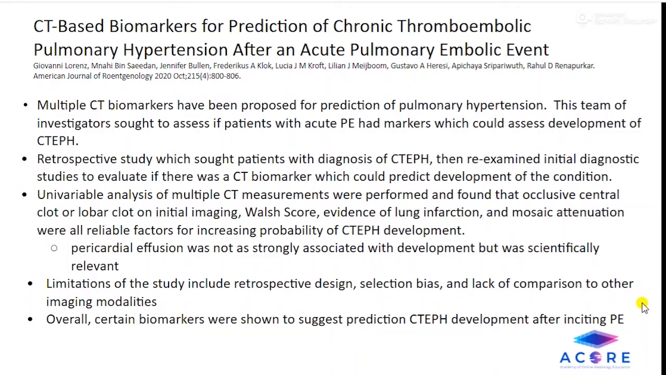As with all studies, the limitations of this study include a retrospective design and possible selection bias due to exclusion of certain patients from the sample. The patients included in this study were from the PE response team that had a submassive or massive pulmonary embolism, which could result in potential bias. Additionally, ventilation perfusion scans or additional functional tests were not evaluated that could have better sensitivity to evaluate perfusion defects as compared to CT. But overall, the study does show that certain CT-based biomarkers can play an important role in identifying patients at higher risk for development of chronic thromboembolic pulmonary hypertension after an acute PE.